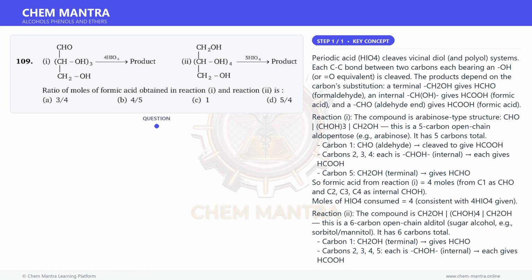Why other options fail? A. 3/4 would imply 3 moles in 1, incorrect since the CHO carbon also yields formic acid. B. 4/5 would imply 5 moles in 2, which is not the case since the 2 terminal CH2OH groups give formaldehyde, not formic acid. D. 5/4 would imply more formic acid in 1 than 2, which is not the case.